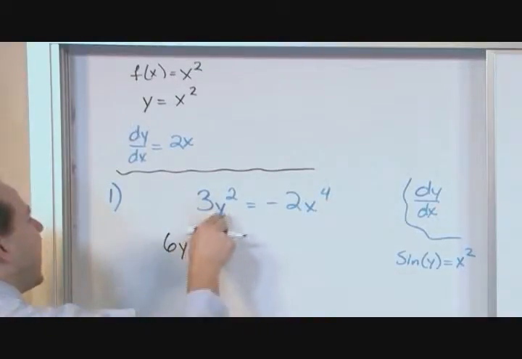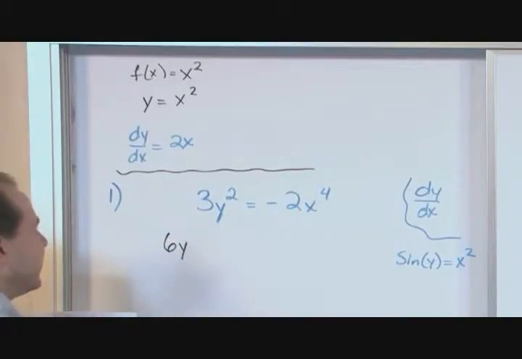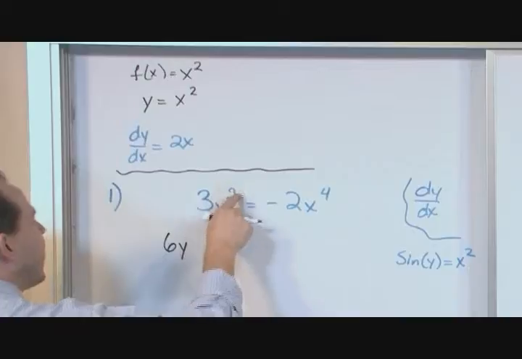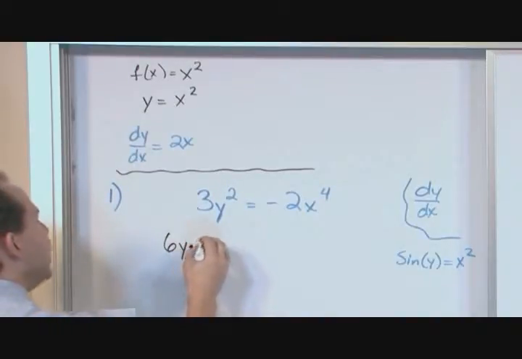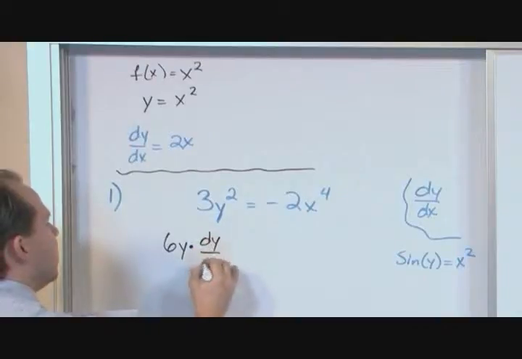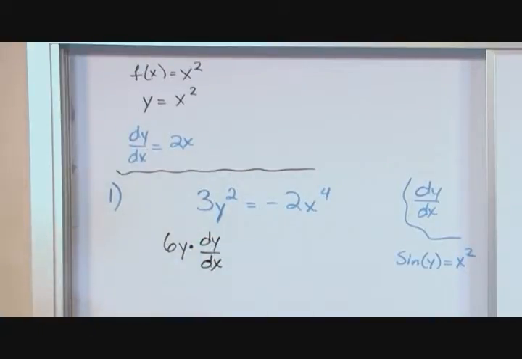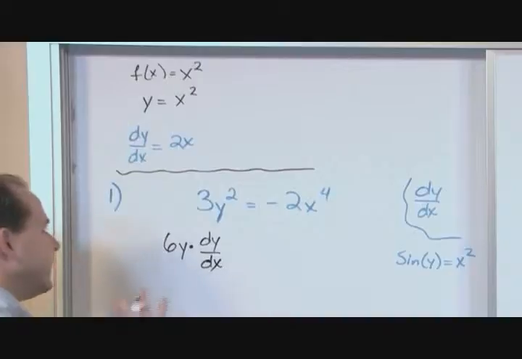But you don't know how y relates to x. So you've taken this first order thing here: 2 times 3 is 6, subtract 1 off the exponent. But you don't know how y relates to x, so you have to multiply by dy dx. And you're thinking to yourself, what's he talking about? This doesn't make any sense. Just bear with me. Let's get to the end of the problem. I'll come back around and make sure you understand it.